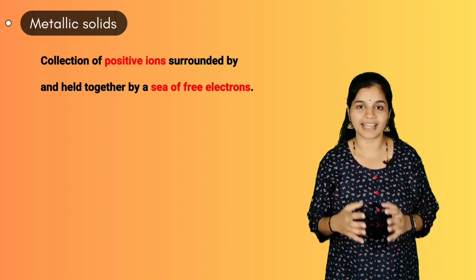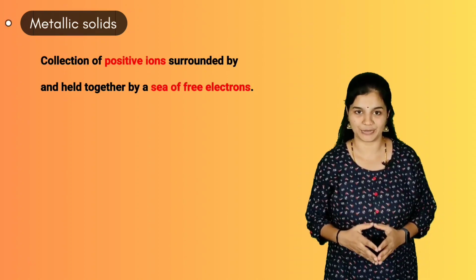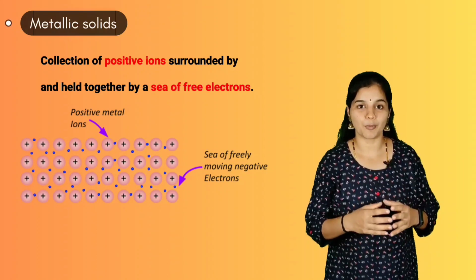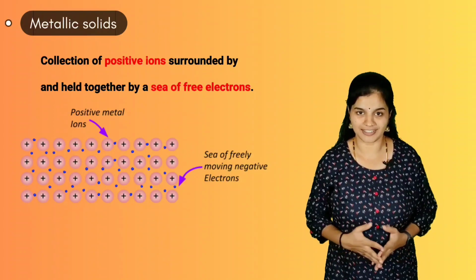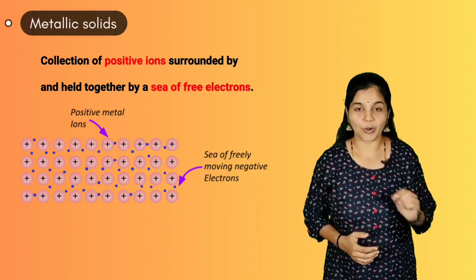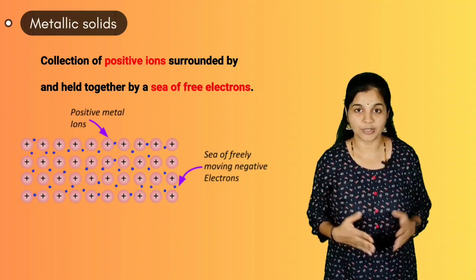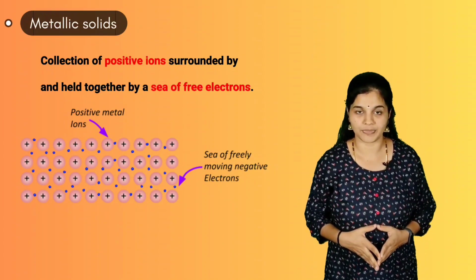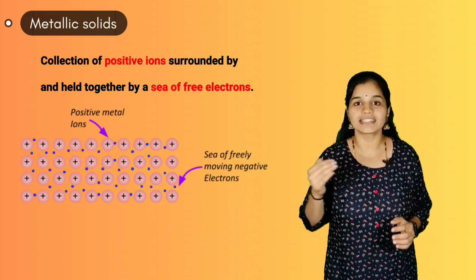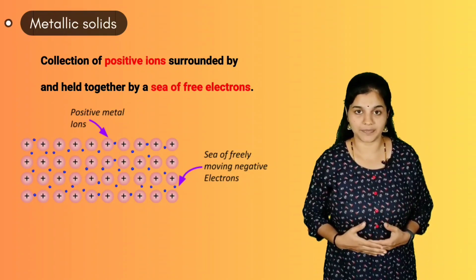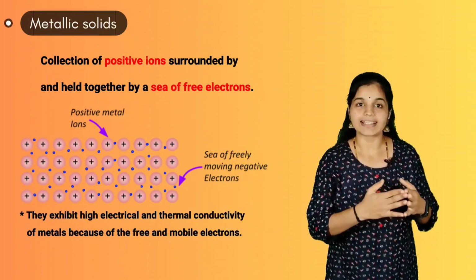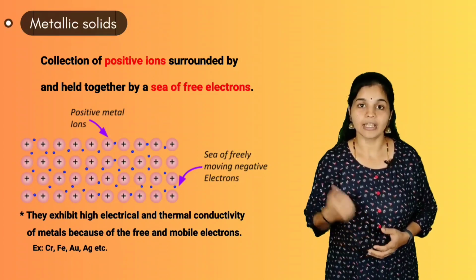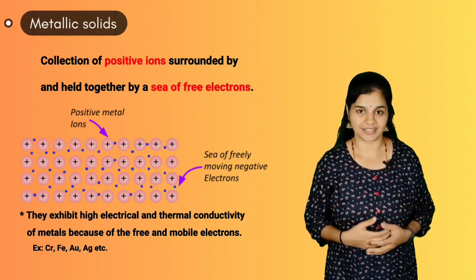Metallic solids have a collection of positive ions surrounded by and held together by a sea of free electrons. These electrons are mobile, meaning they can move freely and are evenly spread out throughout the crystal. Each metal atom contributes one or more electrons towards the sea of mobile electrons. The metallic solids exhibit high electrical conductivity and thermal conductivity. This is because of the presence of free and mobile electrons. The examples for metallic solids are chromium, iron, gold, silver, etc.